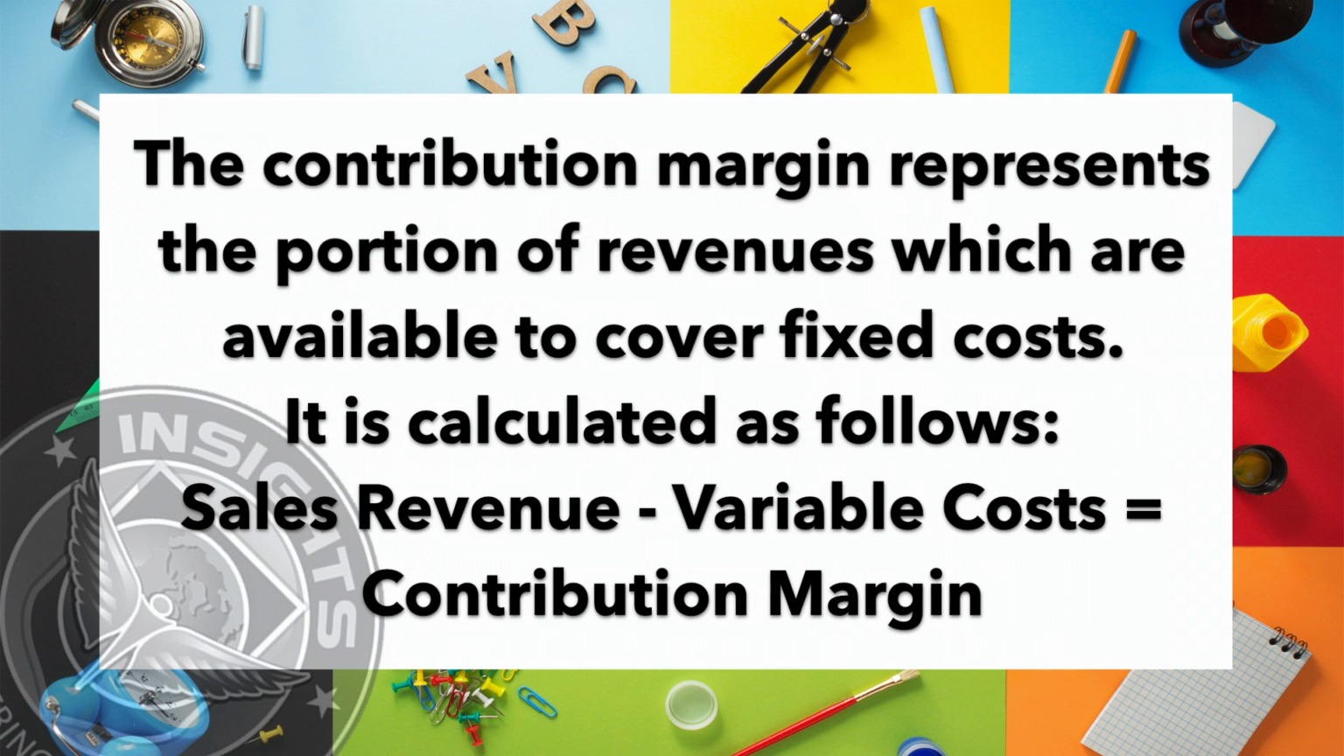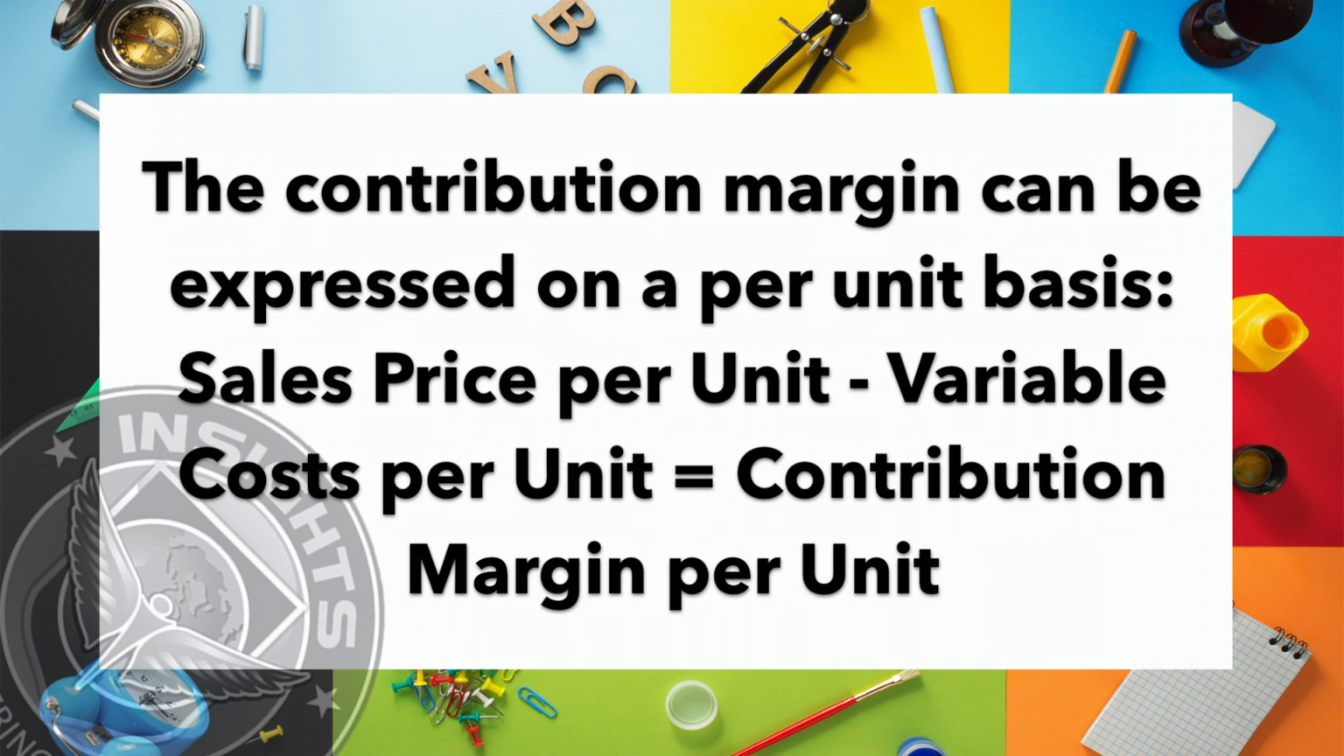The contribution margin represents the portion of revenues which are available to cover fixed costs. It is calculated as follows. Sales revenue minus variable costs equals contribution margin. The contribution margin can be expressed on a per unit basis. Sales price per unit minus variable cost per unit equals contribution margin per unit.